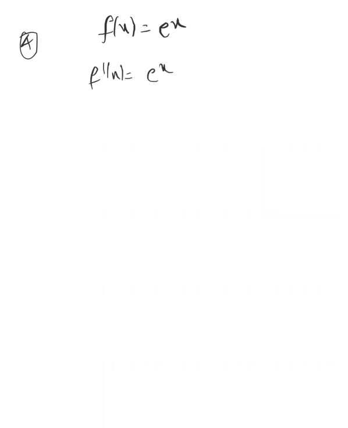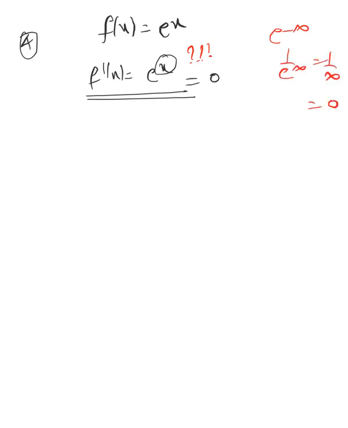Find out f dash x, and then equate it to 0. Is there any value of x for which it will be equal to 0? Only for minus infinity it will be 0, e power minus infinity. Otherwise, it is not equal to 0. So there is no value of x for which f dash x is 0. It does not have maxima or minima.